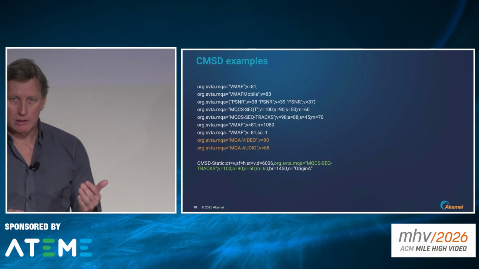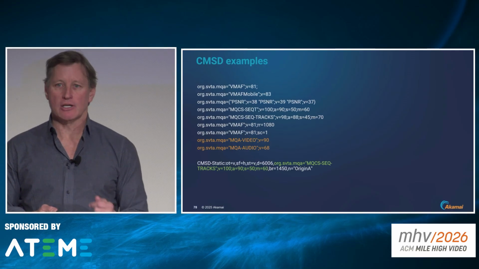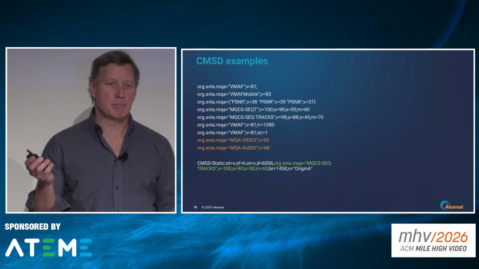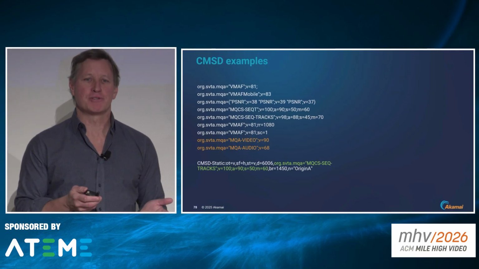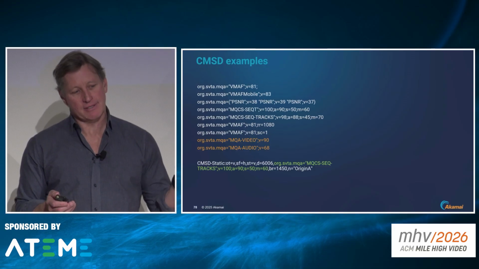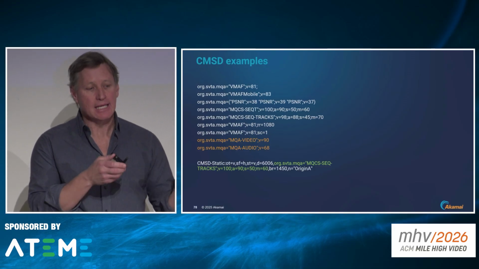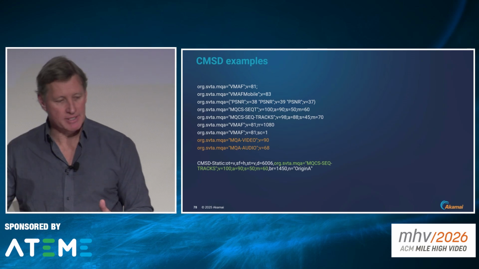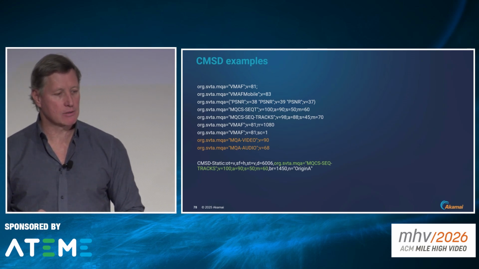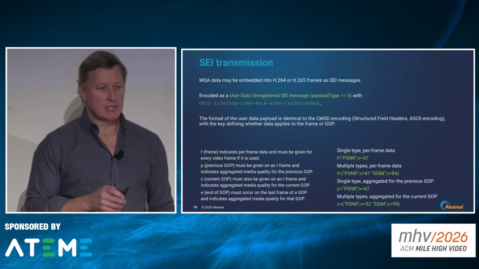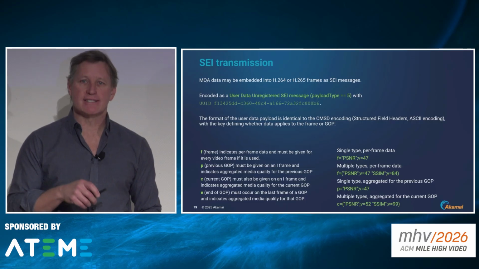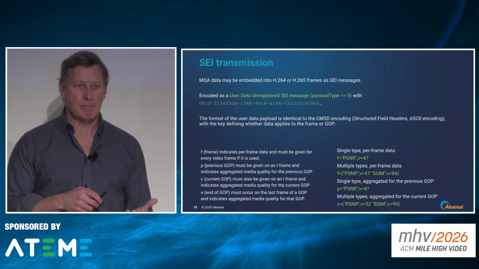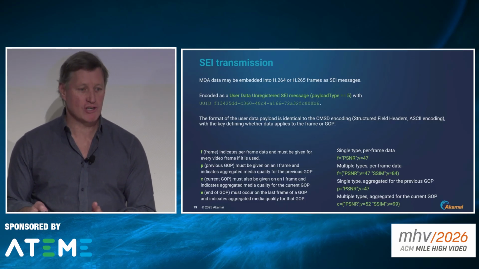We have a placeholder called MQA-video, and it goes from 0 to 100. Higher number is better. You can define how those numbers are generated, and this is simply a mechanism of tagging data or media segments coming out of this and allowing upstream or downstream systems to select the one with the higher quality. We also defined a message for carriage inside SEI, so the encoder can embed the data and then the packager can extract it later.